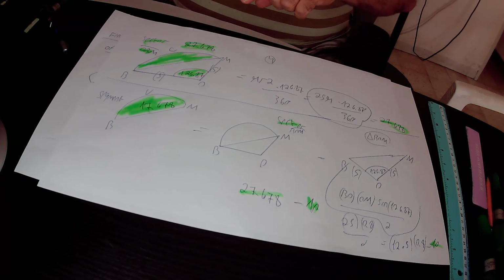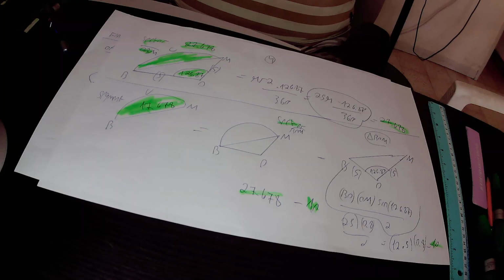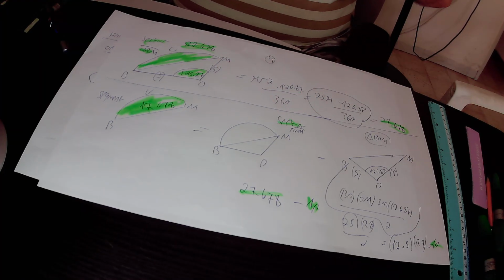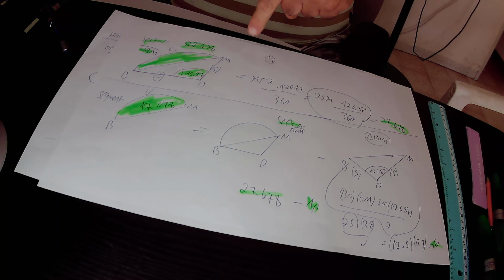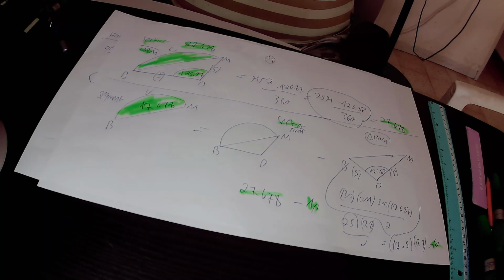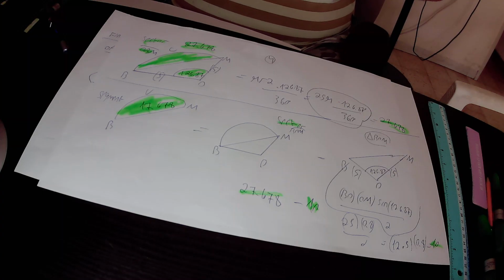Our task is to find the area of this upper segment BOM. What is the area of the upper segment BOM? The area is equal to the area of sector BOM minus the area of triangle BOM. It is very easy to see from the drawing that if you remove from this sector BOM this triangle BOM, we get exactly segment BOM. Therefore, the area of segment BOM equals the area of sector BOM minus the area of triangle BOM.